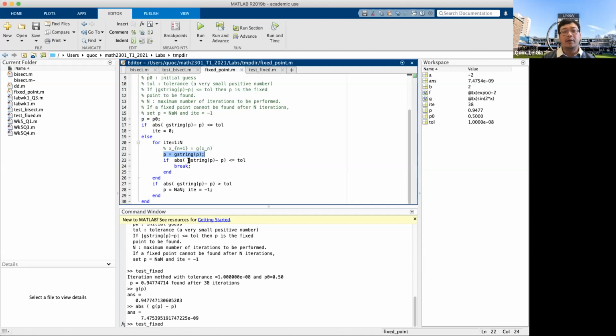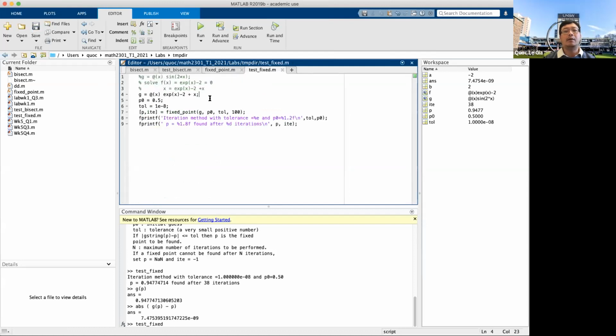But I think the number of iterations will be a bit different. Let's check. We just move this to after the if. I think it will find the solution, but maybe the iteration will increase by 1. So suppose I do it like this. And I think it's okay. It's not a big problem.